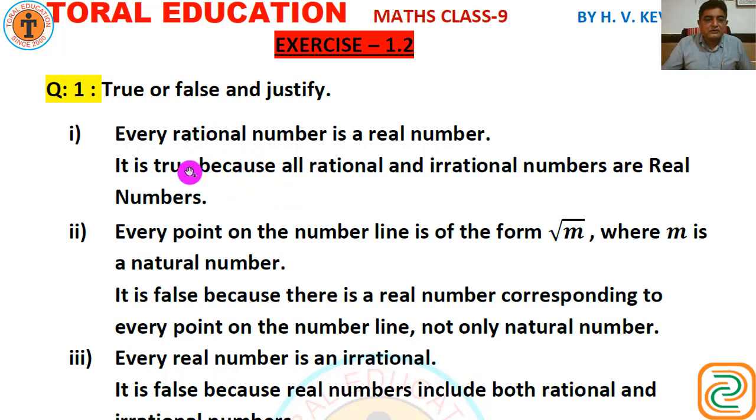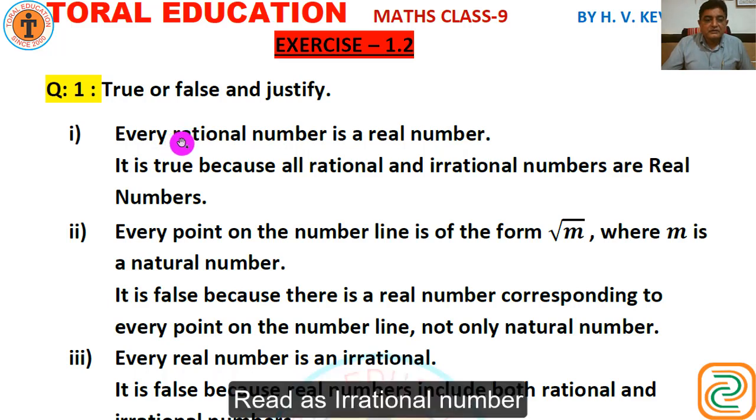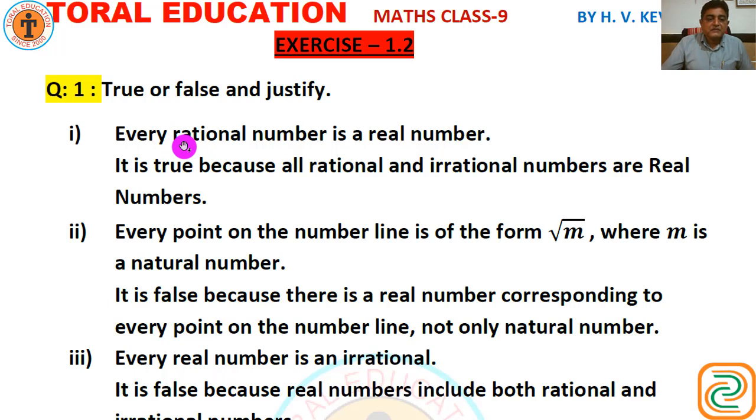It is true. Irrational, right? Here I have made a mistake. Not rational but irrational. It is true because rational and irrational numbers are real numbers. They are included in real numbers. So every number is a real number, we can say. Either it is rational or irrational.